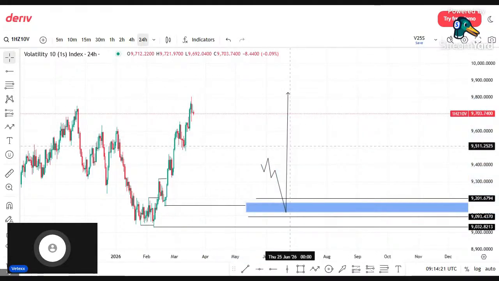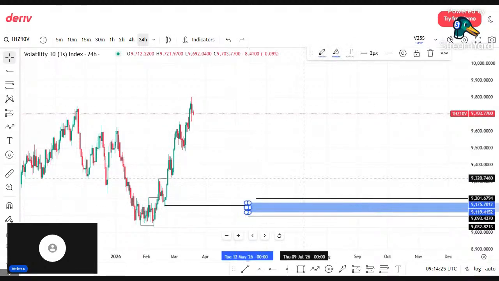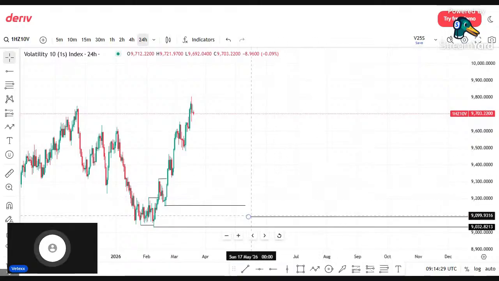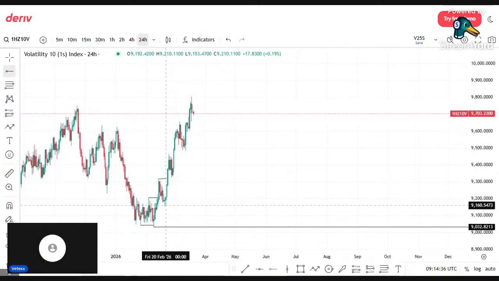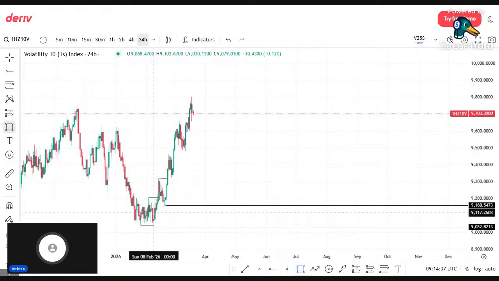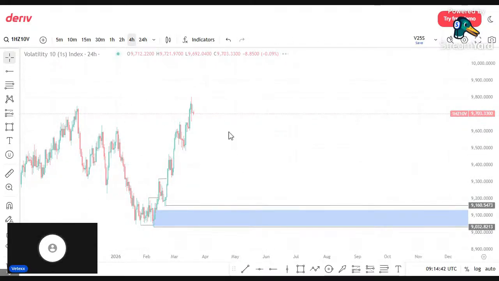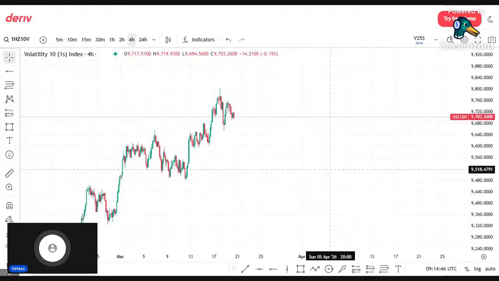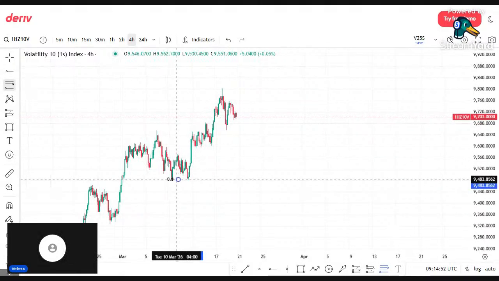So this is the first structure we have on VTNS. So be on the lookout for this VTNS on the 24-hour time frame. So let's check the 4-hour time frame if there is any recent price action that we can also work with. If there's any recent one we can work with, that is still fine by me. So let's check this.